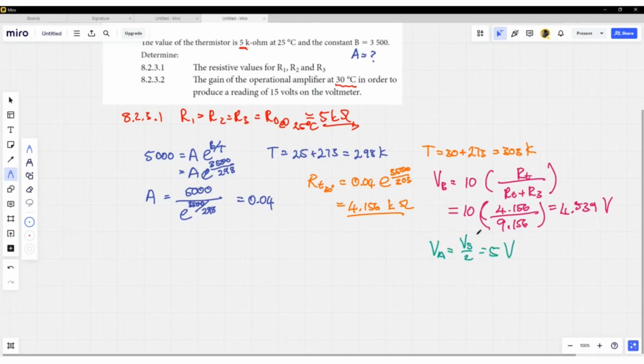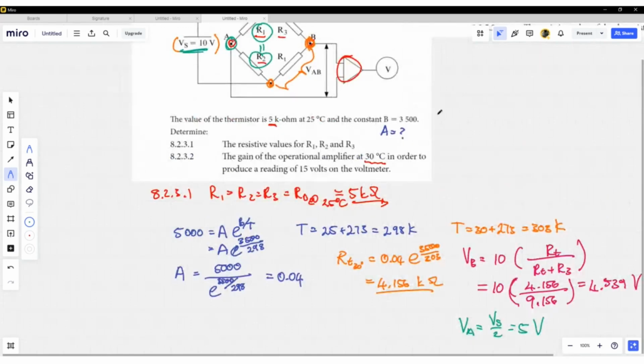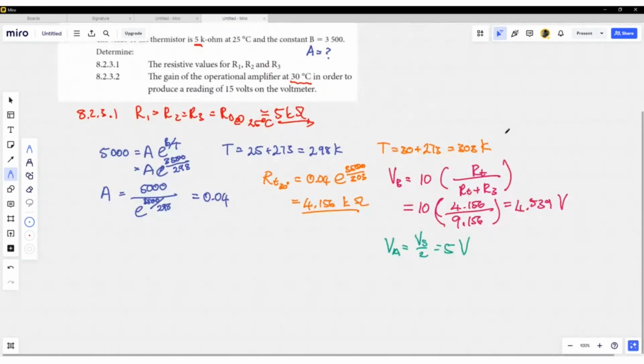Not always the case. If those resistors were different values, you would have had to use the voltage division rule there. And that means that VAB, the difference between these two, is going to be 5 volts minus the 4.539. That's going to give you 461 millivolts.